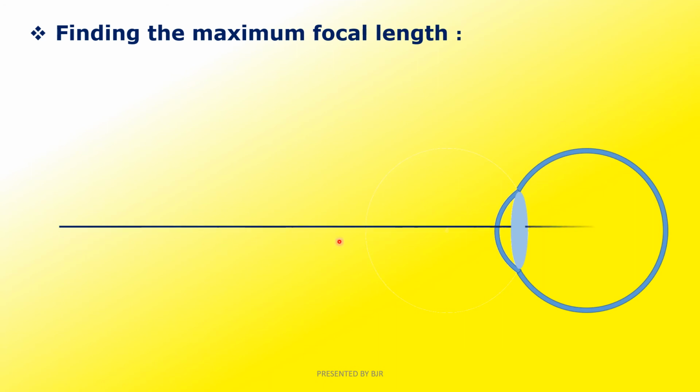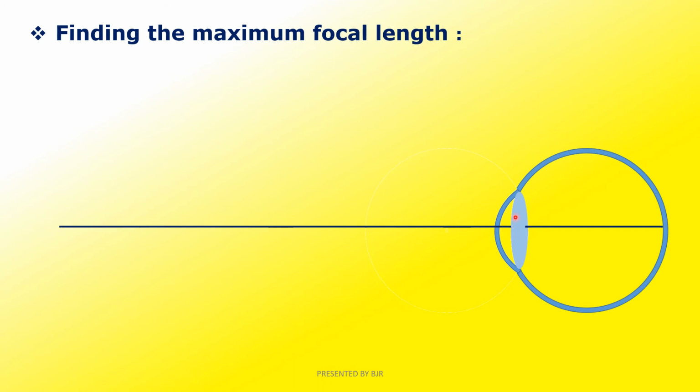And here is the principal axis. When the object is at infinity, it means if you compare the distance of the distant object with the radius of the eye lens, the distance of the distant object is much more. That's why we consider it as the distant object, that is the object at infinity.